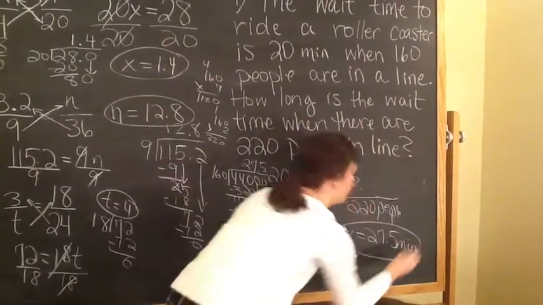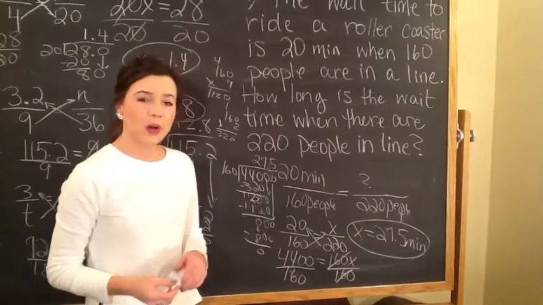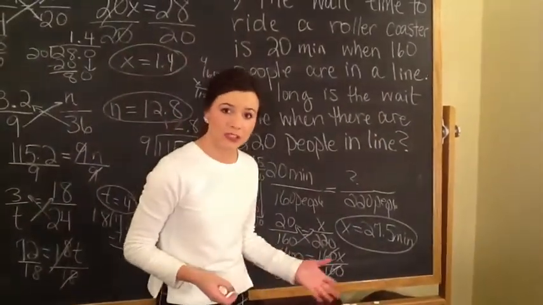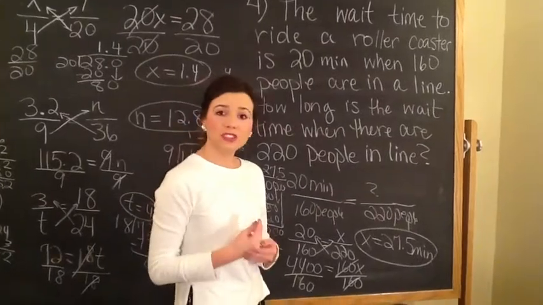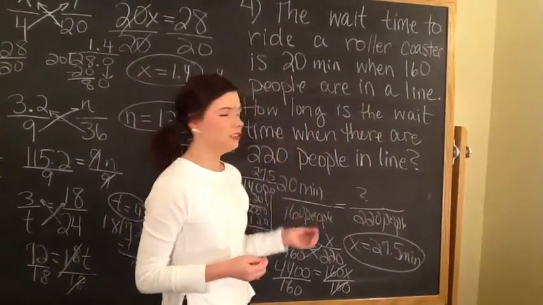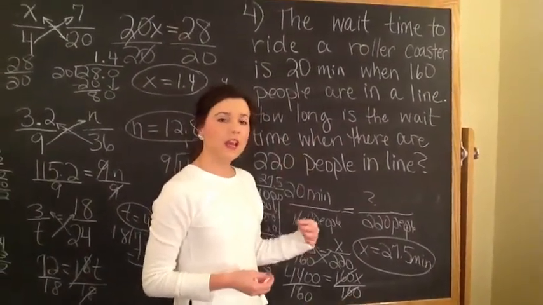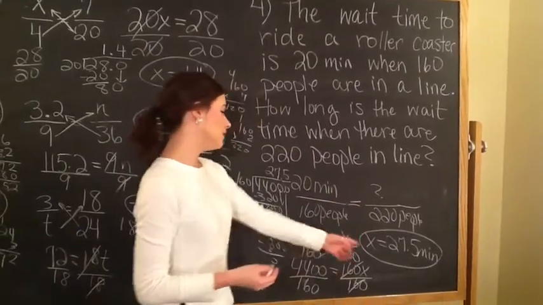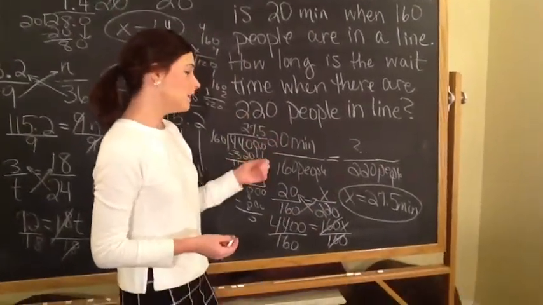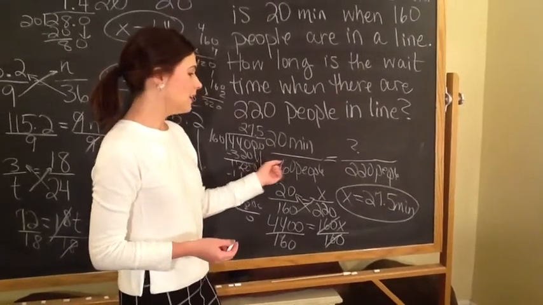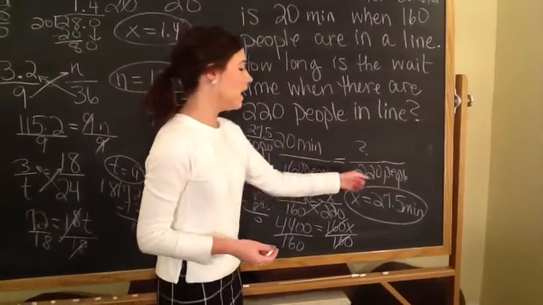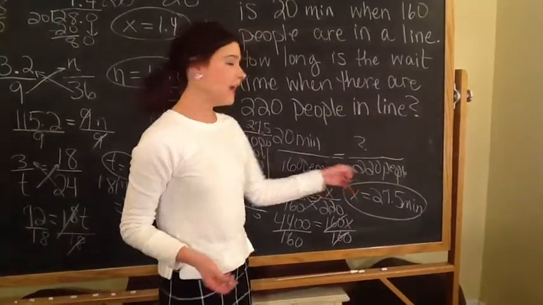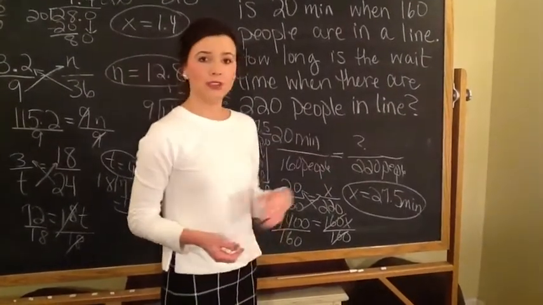And now let's go ahead and, for our own sake, you don't have to just have an answer and hope it's right. You can go back and check. You can also just check your estimation. What would your estimation be? Does your answer make sense? So let's look at it real quick. It takes 20 minutes for 160 people. And we're trying to see how much it's going to take for 220 people. So obviously we're going up in how many people are in line. So obviously our time has to go up, so that makes sense.